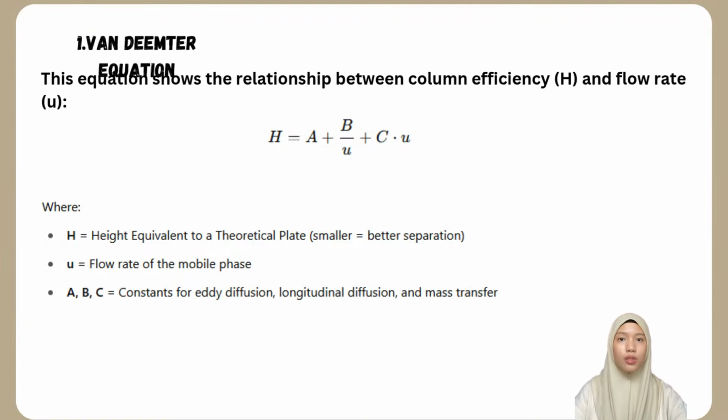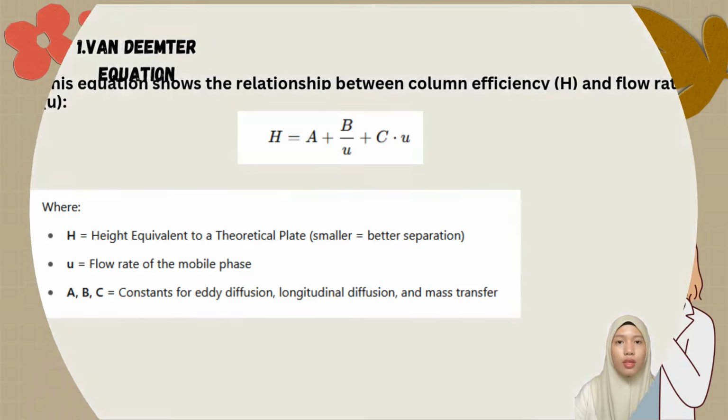This equation shows the relationship between column efficiency, H, and flow rate, which is U. H equals A plus B divided by U plus C multiplied by U, where H is the height equivalent to a theoretical plate and U is the flow rate of the mobile phase, and A, B, and C are constants for eddy diffusion, longitudinal diffusion, and mass transfer.